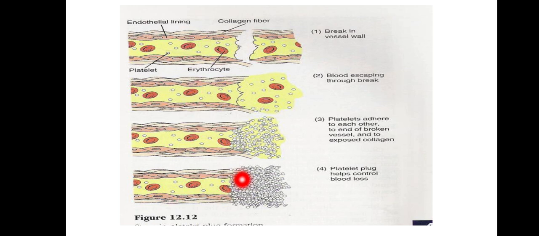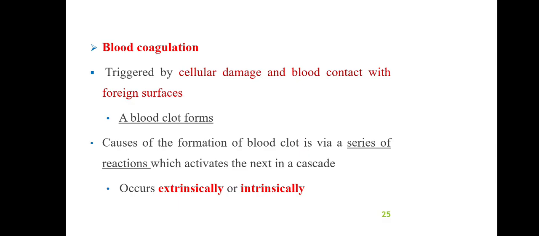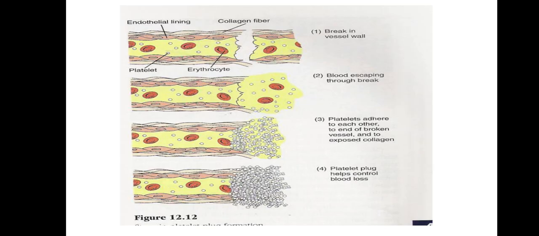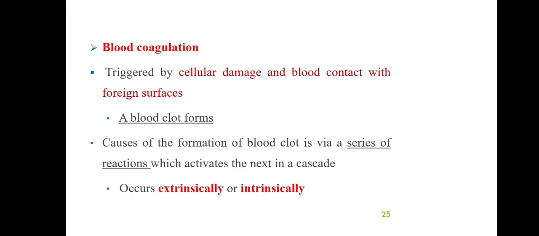This is the reason why whenever your blood profile is normal, the formation of the plug should be fast, and the healing and the hemostasis should be faster. Within a few minutes it's done. So what is with blood coagulation? It's going to be triggered by cellular damage and blood contact with the foreign surfaces. A blood clot is going to form, like I've shown you here. So the blood clot forms.